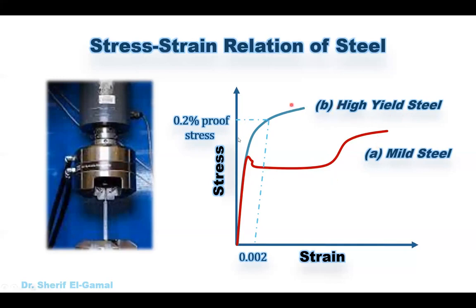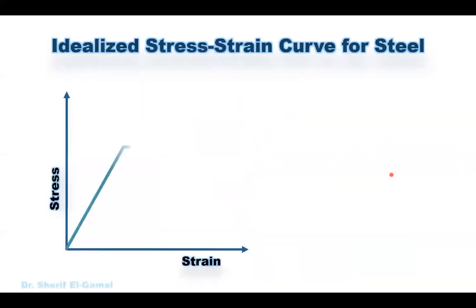So again, these curves are difficult to use to analyze and design reinforced concrete sections, and therefore the codes need to simplify this and get an idealized stress strain curve for steel. What is this idealized stress strain curve for steel? We can see it is only two straight parts connected together. The first part is a straight inclined part until reaching a maximum value. Then it goes on in strain until failure.